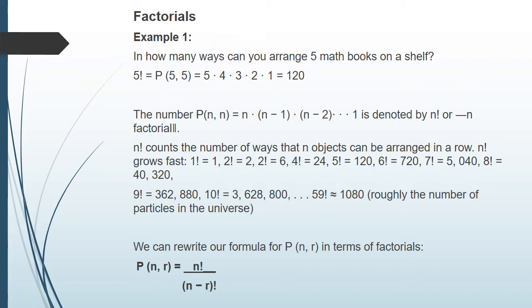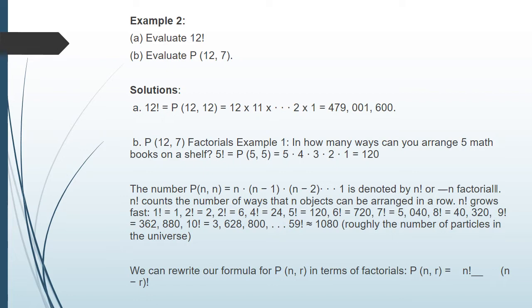We can write our formula for P(n, r) in terms of factorials, where P(n, r) is equal to n factorial over (n minus r) factorial.